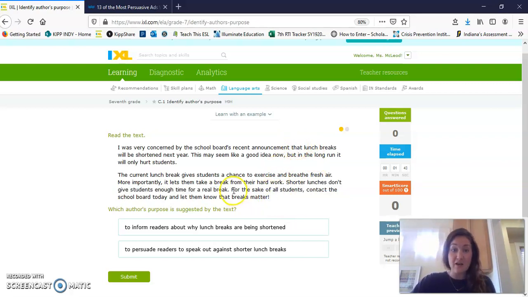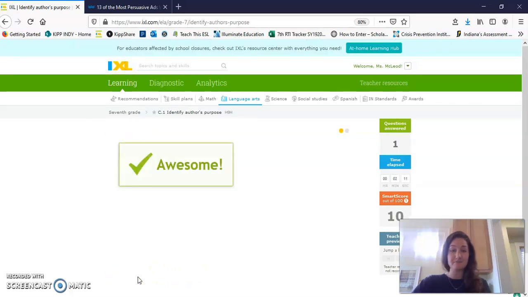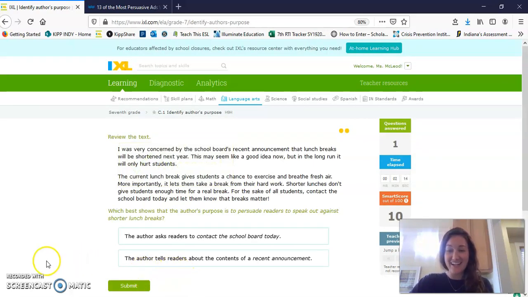Then at the end, he says, for the sake of all students. He's very convincing there, trying to make sure I do what's best for all students. He wants me to contact the school board and let them know that breaks matter. He's not only informing me that lunch breaks are being shortened. I see that he's made a claim and he goes out of his way to give evidence to prove why his claim is correct. Therefore, I know this text's purpose is to persuade readers to speak out against shorter lunch breaks. And that's correct. Good luck today on C1.